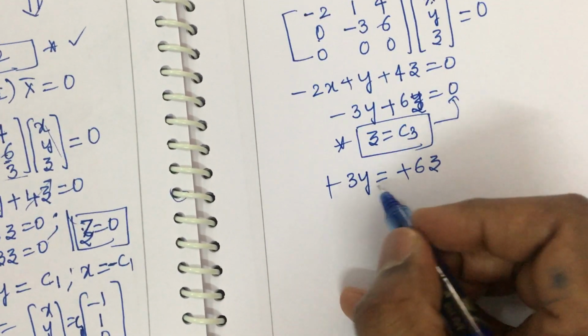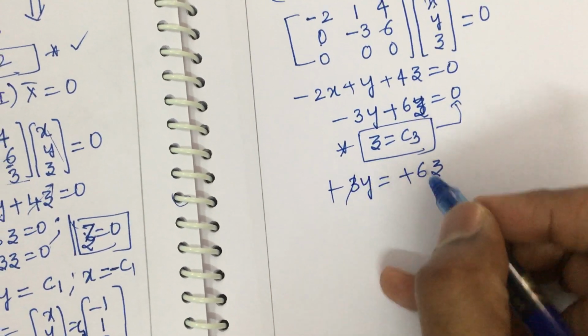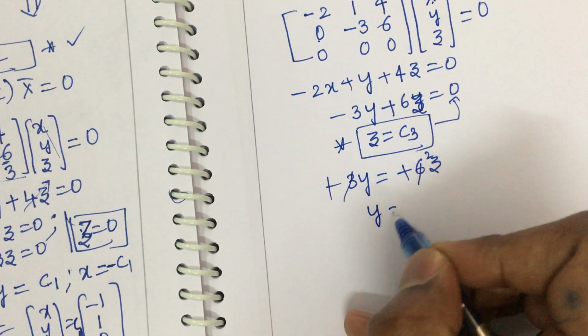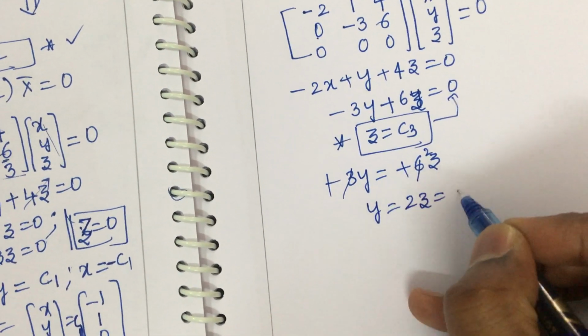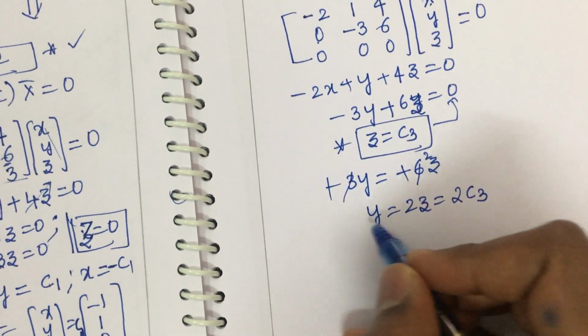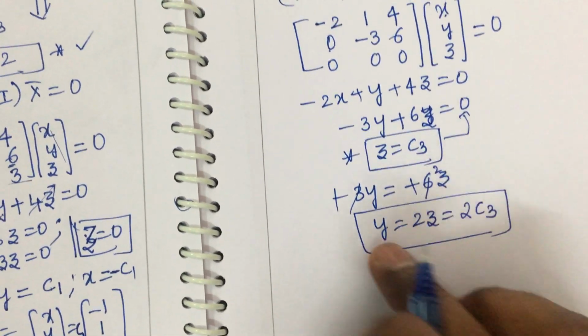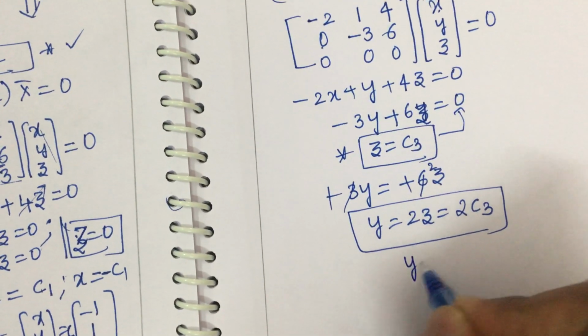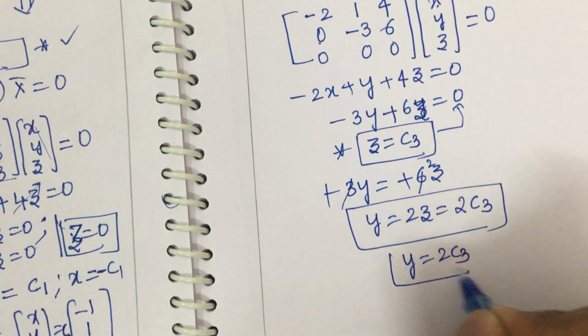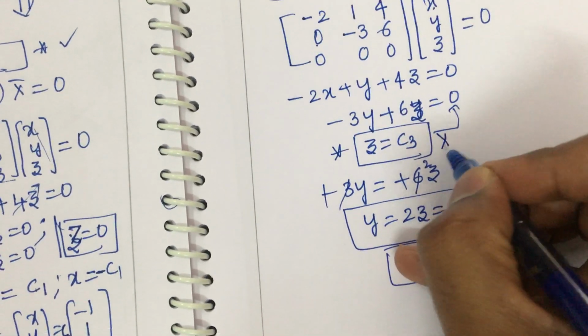So both we get positive. 3 ones are 3, 3 twos are 6. So y equals 2z, which is nothing but 2c3, isn't it? As I took the value of z equals c3. So y becomes what, dear students? y equals 2c3 and z equals c3.